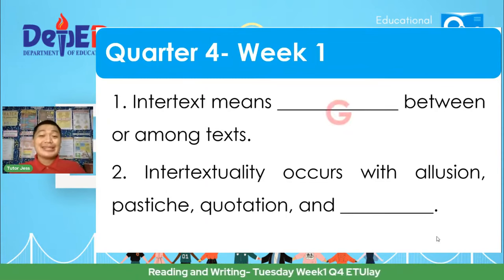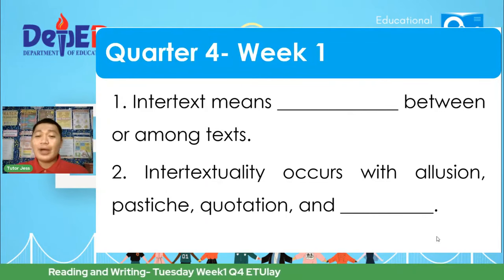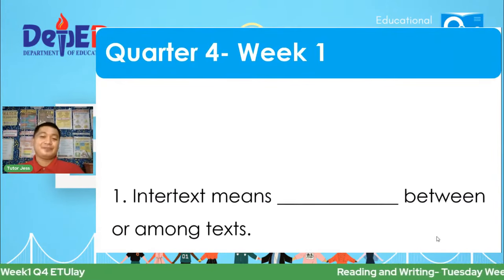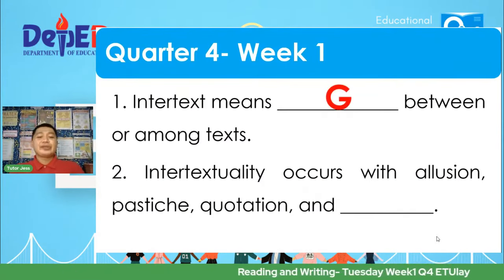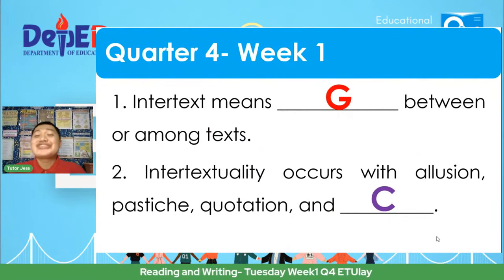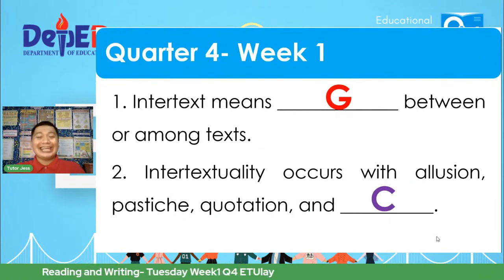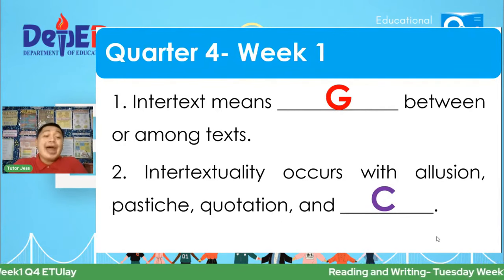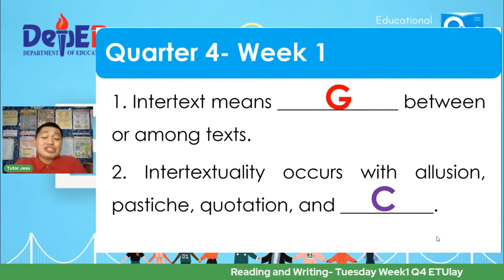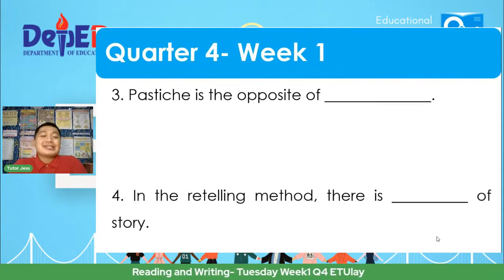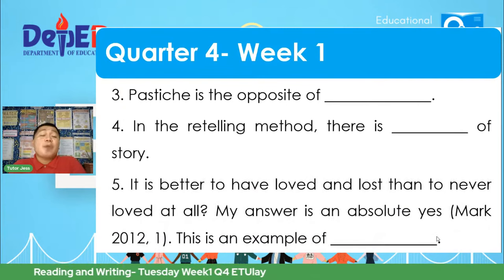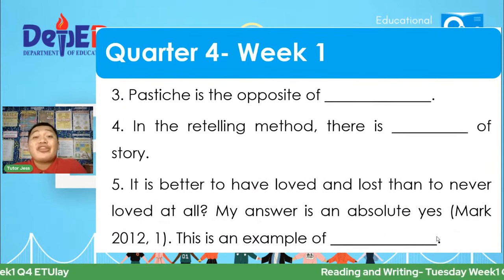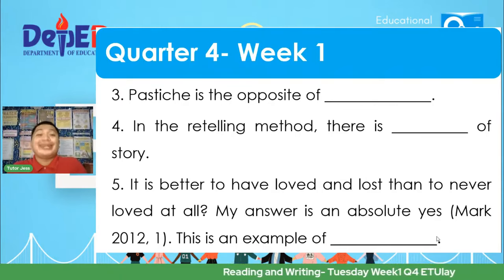The correct answer is G. What is G? G is relationship. Next, number two. The correct answer letter C, retelling. Okay, sabi ko nga, yung intertextuality natin ay merong allusion, pastiche, or pastique, quotation, and retelling. Next, pastiche or pastique is the opposite of number four. In the retelling method, there is blank of story.